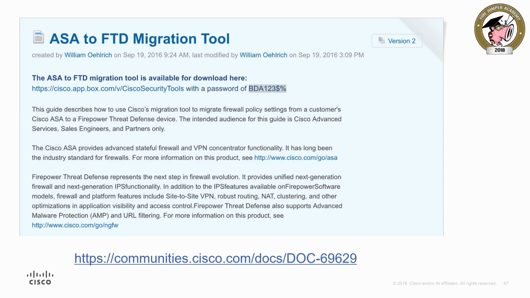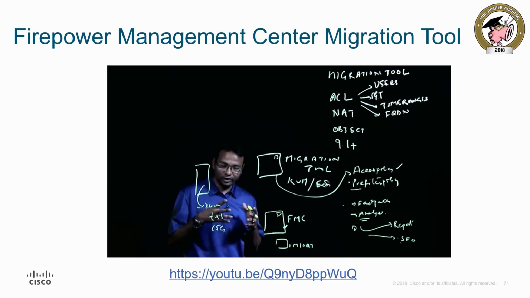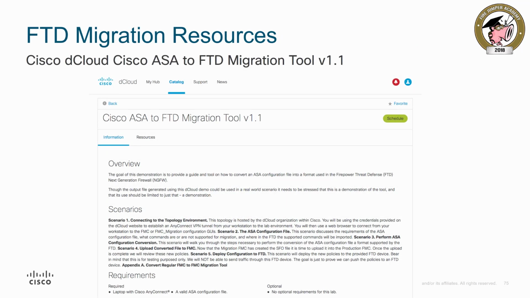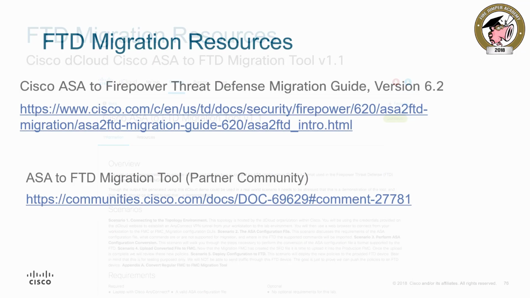FTD migration resources. There's a dCloud with Cisco ASA to FTD migration tool session that you can use as well to demonstrate the capabilities of that tool, for example, and the full scenarios are provided on that dCloud catalog section there. In terms of the migration resources, further to that, there's the guide available from that URL, that download link. And again, there's lots of detail on the community site as well, where you can post questions and share your experiences and information further.